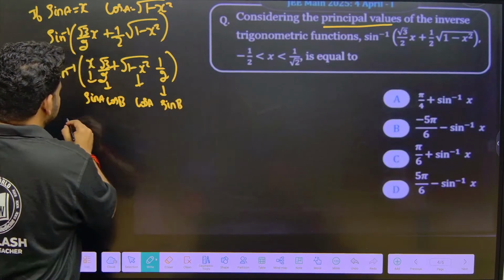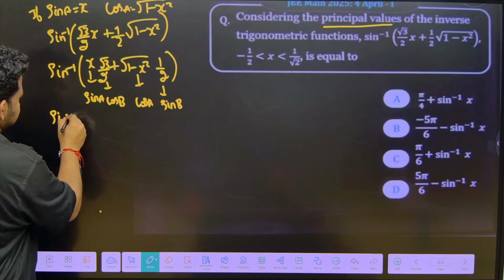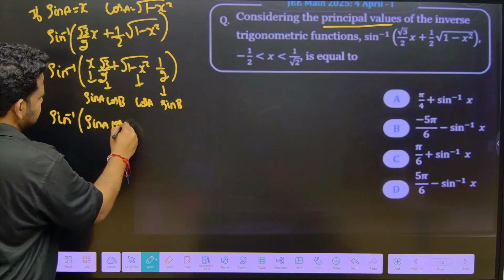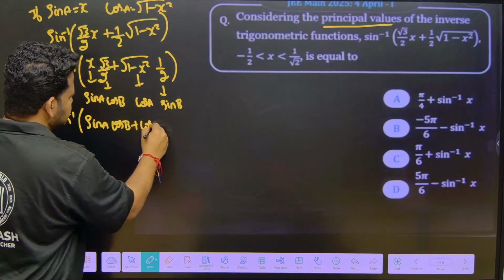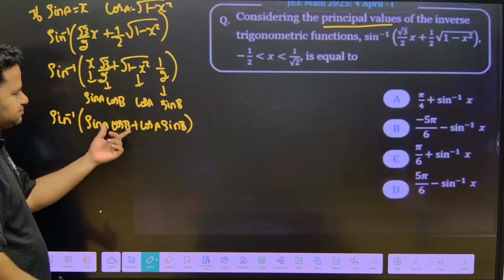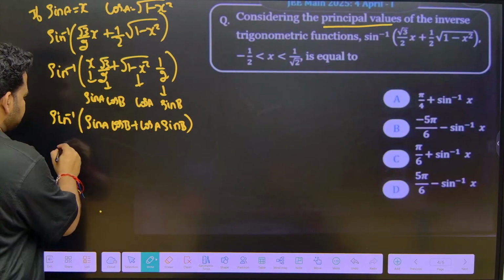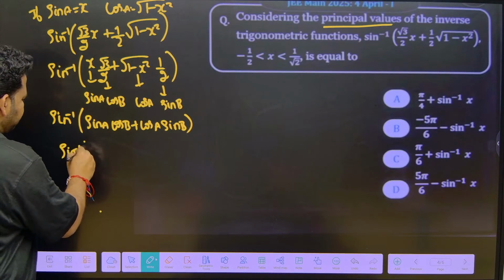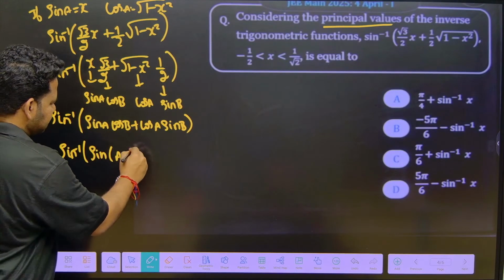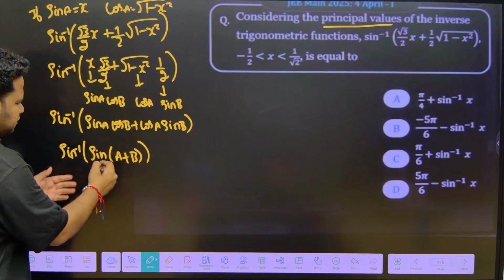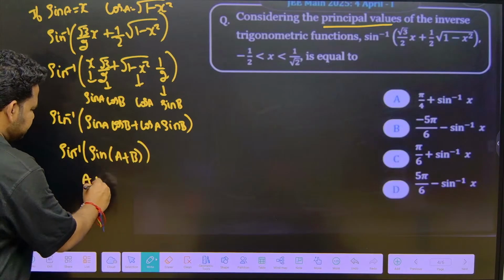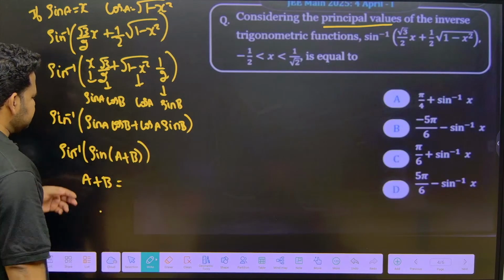So sin inverse of what is this? Sin inverse of sin A cos B plus cos A sin B. This is nothing but equal to sin inverse of sin of A plus B, correct? So sin inverse of sin theta is theta itself. So this will become what? A plus B, correct?